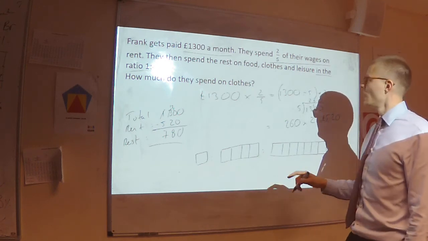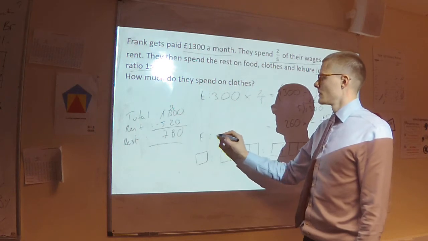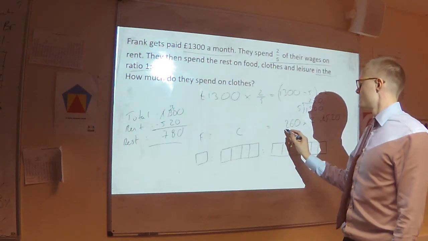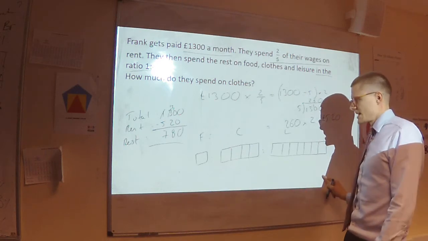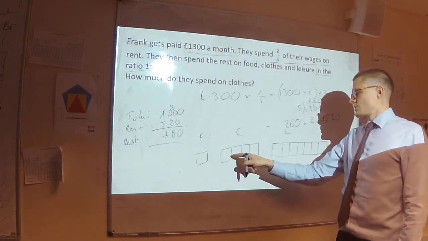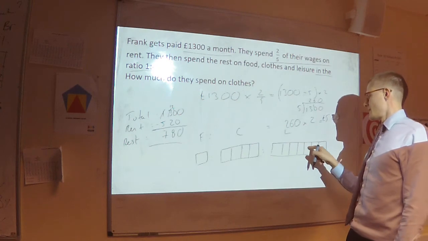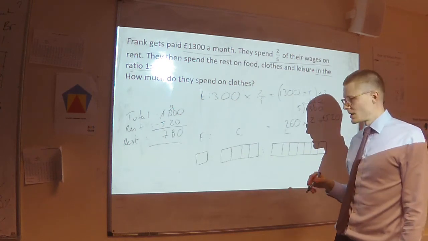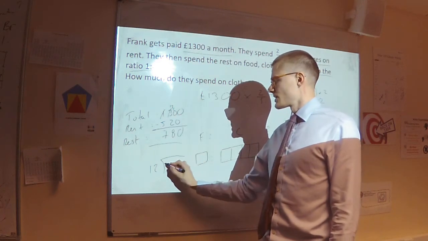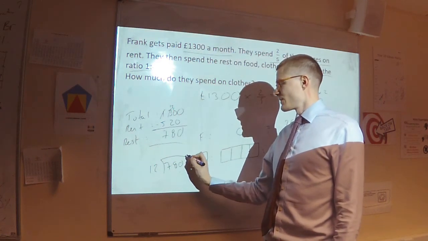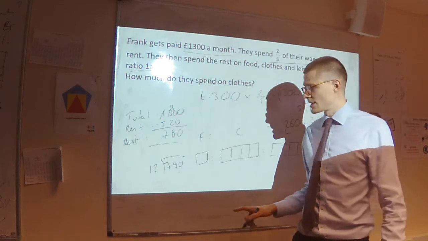To 7. Okay, and that's food to clothes to leisure. And I need to split 780 across here. 780 goes 1, 2, 3, 4, 5, 6, 7, 8, 9, 10, 11, 12. Last thing, just to work out what goes in each box, I need to do 12s into 780. There's a lot of division in this, we need to be really clear on our division.